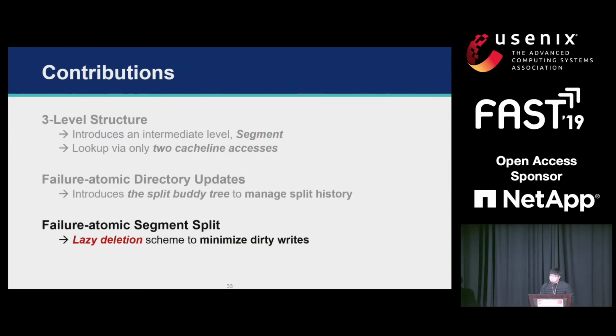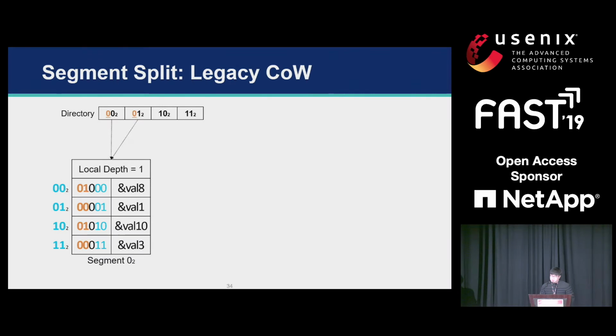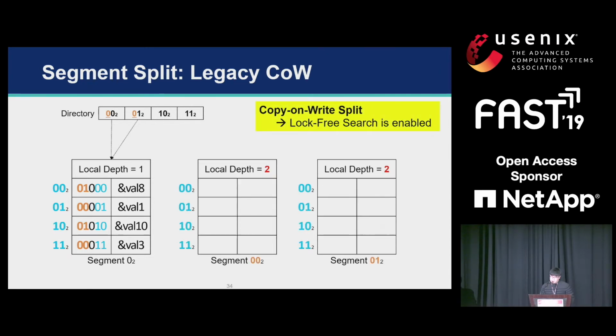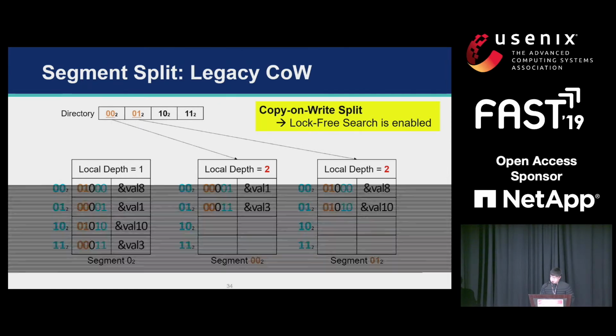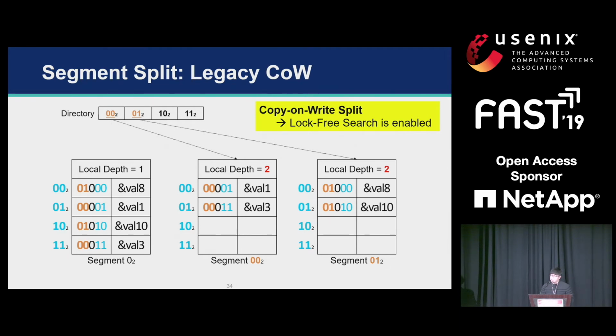Now, let me describe how CCEH can further improve the performance of the split operation through lazy deletion. This figure shows the legacy copy-on-write split operation. We create 2 segments and copy key-values from the overflowing segment. With this legacy CoW split, we have to update 2 pointers in this case. For the detailed description, please refer to the paper due to the time constraint.